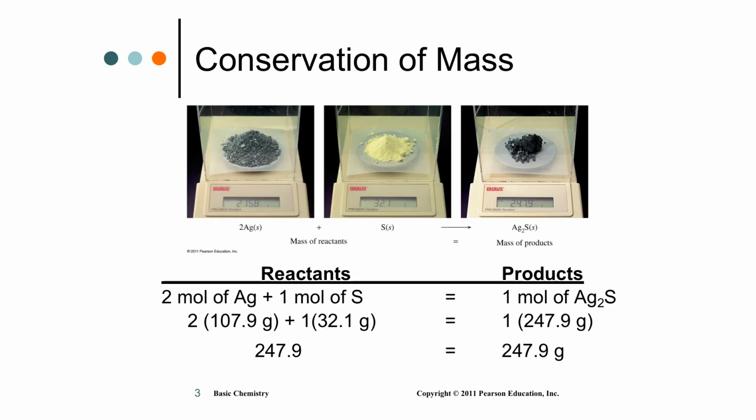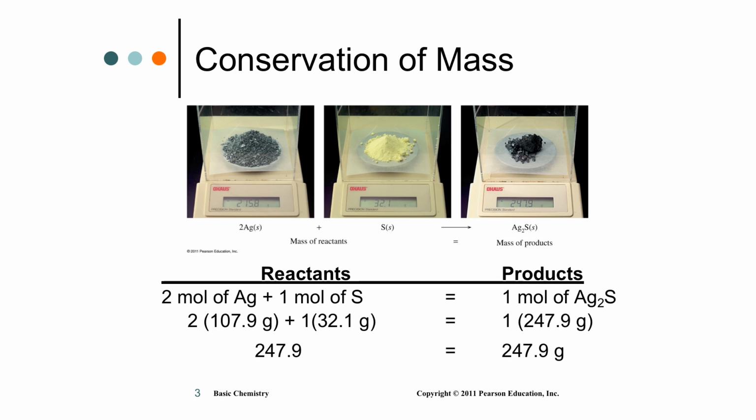So if you were to have sulfur, in this case 32 grams of sulfur, and 215 grams of silver, and you make it into silver sulfide, once it's a new compound, all of that silver was used, all of that sulfur was used, it's still there. You're simply adding up the masses. So the mass of one plus the mass of the other equals the mass of the resultant.